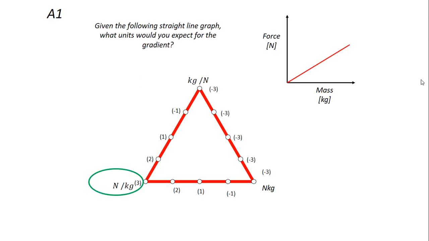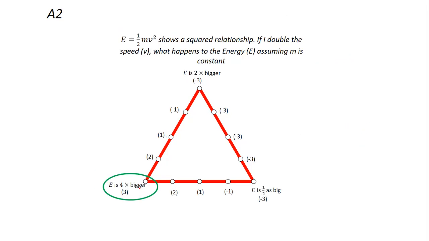All right, so we've got force on one axis, mass on the other. We work out gradient from rise over run, and the rise is the newtons and the run is the kg, so newtons per kg, and that's where that comes from. For a squared relationship, if I double the velocity, because it's squared, times 2 becomes times 4 for the energy, so it's 4 times bigger.